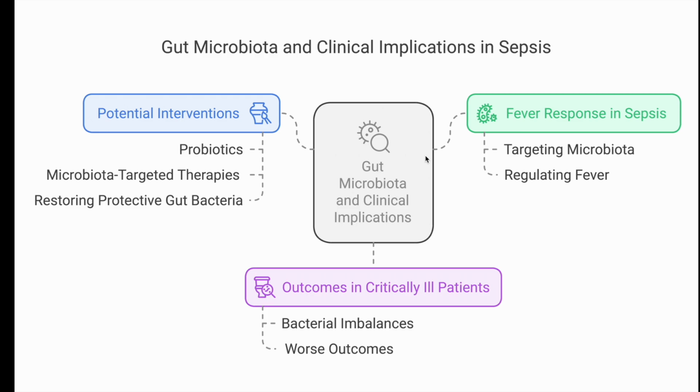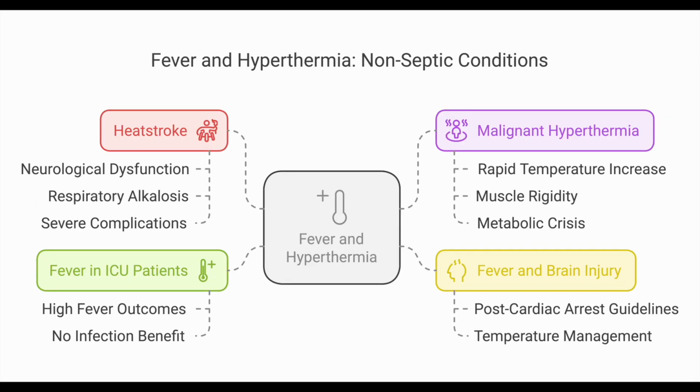So, the clinical impact is that the gut microbiota has a role in the fever response in sepsis because it regulates the fever and the inflammation. Outcomes have been seen in terms of bacterial balance and mortality. So interventions like probiotics, microbiota targeted therapies, restoring protective gut microbiota have been some potential interventions in the management of sepsis, though we don't really have any positive results as of now.